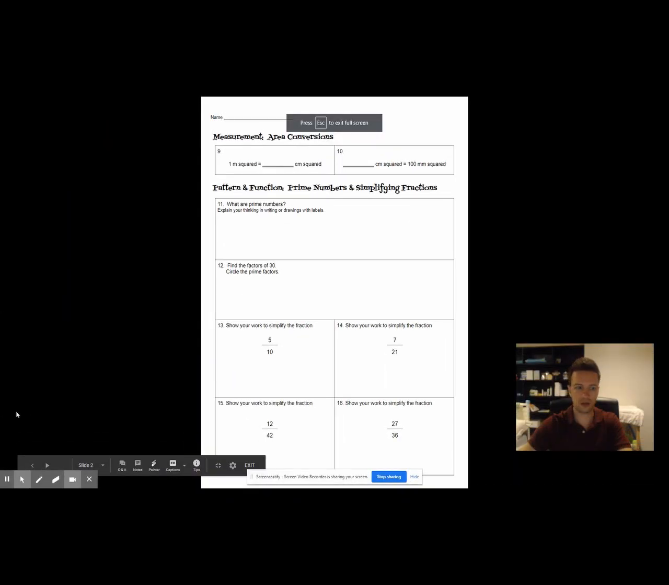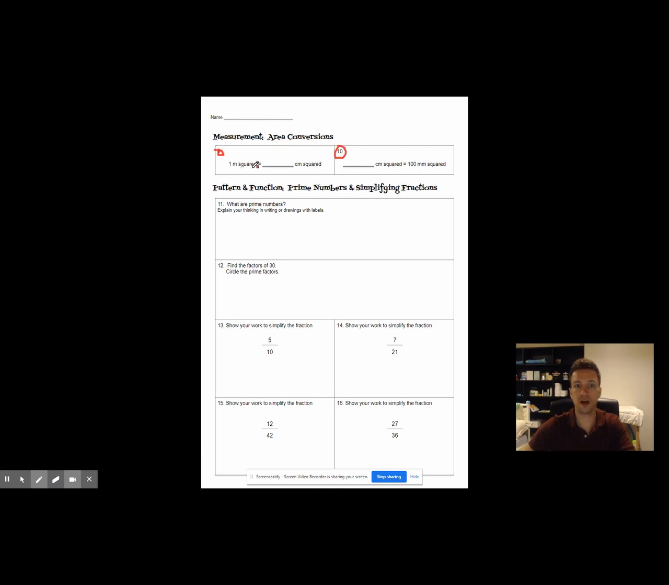All right, students. So for part 2, second page, we are going to be looking at questions 9 and 10. You need to figure out 1 meter squared. How many centimeters squared does that equal? And how many centimeters squared does 100 millimeters squared equal? Remember, when I say squared, that's that little 2 above your units. It's talking about square units, not your normal units. Give it a shot.